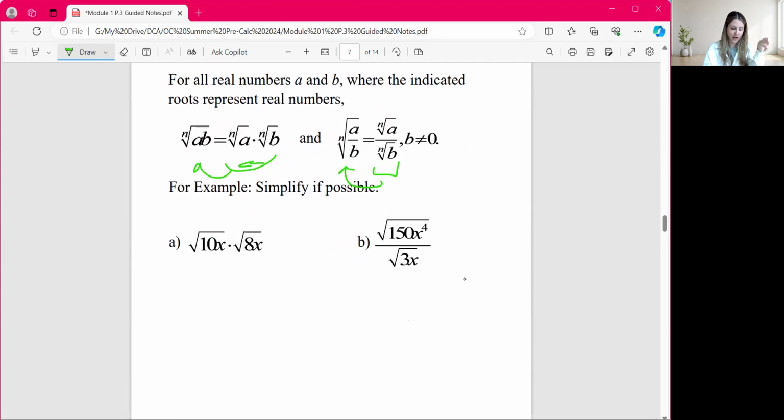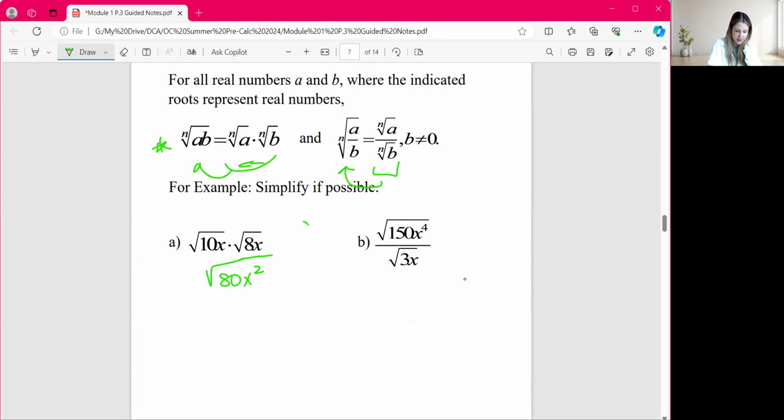We have the square root of 10x times the square root of 8x. Square root of 10x doesn't break down at all. So that's why my first step is going to be using this product rule and combining these. And I'm going to get the square root of 80x squared. 10 times 8, 80, x times x, x squared. And now we can break down 80, right?